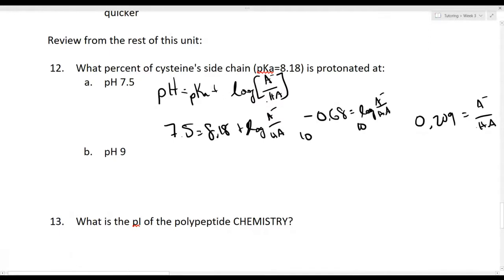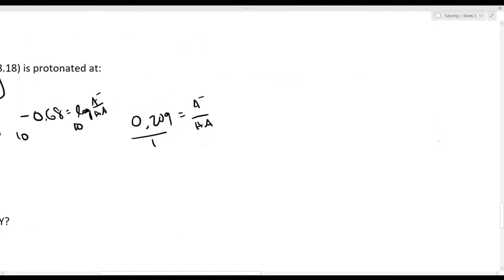So how do I get to the percentage protonated? This is one of those tricks that I love using that a lot of people think is not intuitive at all. The ratio of A minus to HA is 0.209 over 1. Hope we're okay with that.